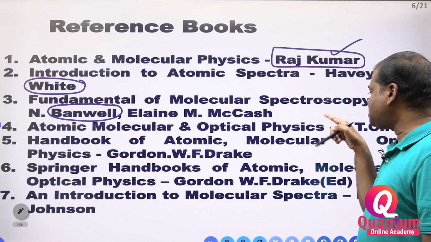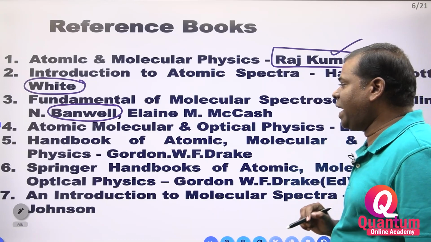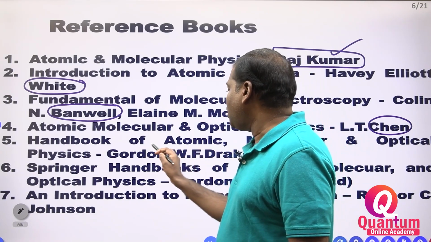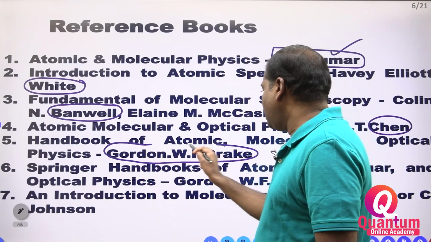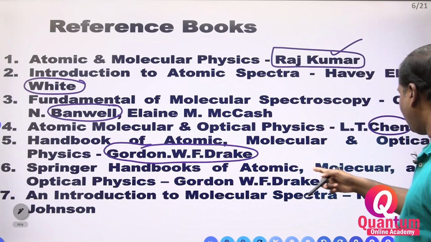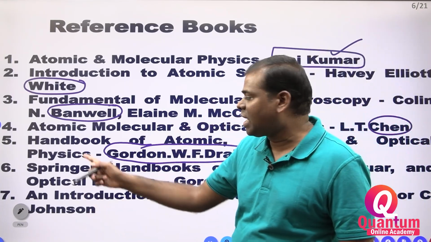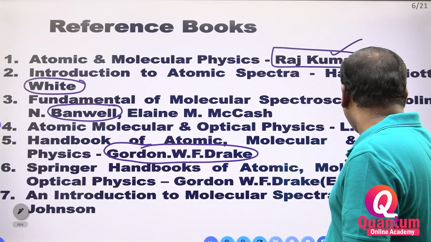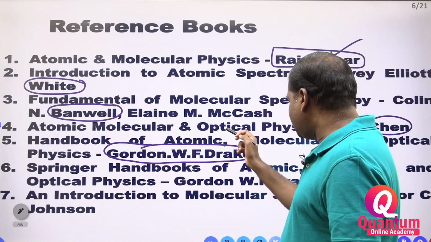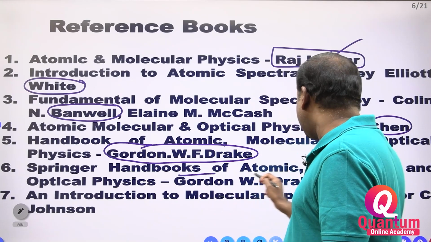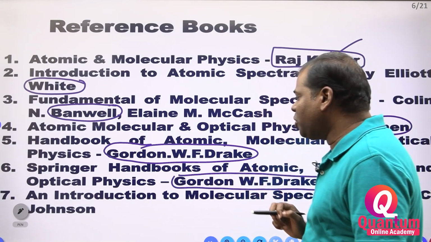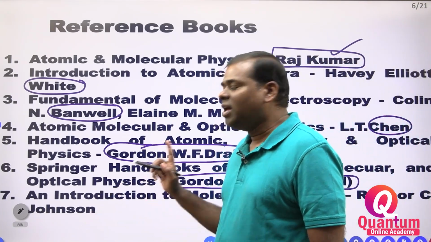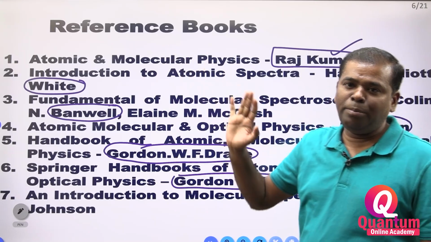Atomic, Molecular and Optical Physics, Ken. This book is also nice. Handbook of Atomic, Molecular and Optical Physics. This book is a very, very nice book. All the areas will be covered: atomic physics, molecular physics, and the laser part also, because that belongs to optical physics. Springer Handbook of Atomic, Molecular and Optical Physics, edited by Gordon W.F. Drake. This book is also very, very nice. An Introduction to Molecular Spectra, by Johnson. These 7 books are very, very important books.